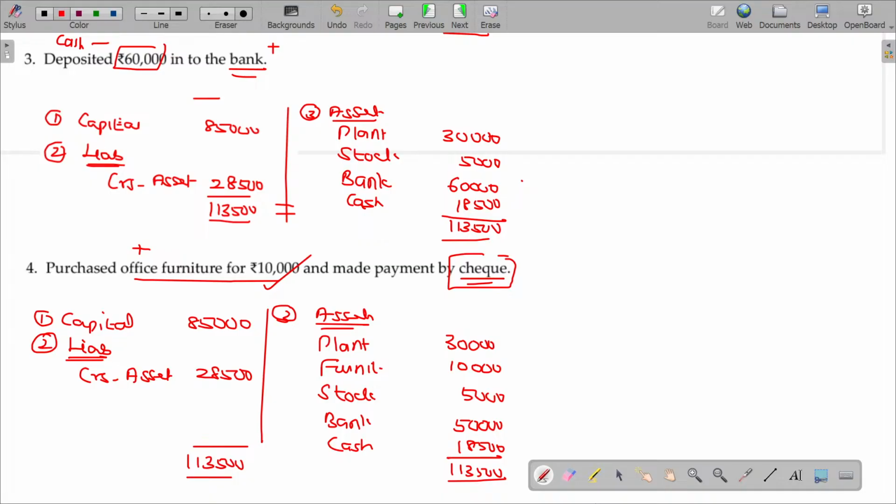We never bother about the journal entry, the ledger, or the trial balance. Directly we get the balance sheet. This is the practical system. Ledger posting is mechanical work. Trial balance is also mechanical work. Preparation of the trading and P&L account is also mechanical work.